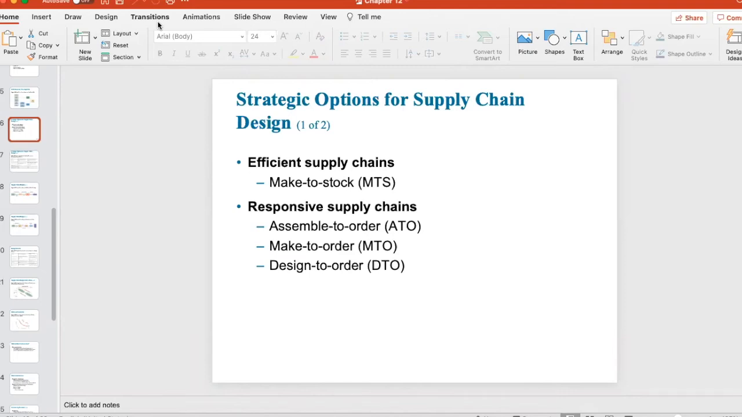Essentially, when the demand is more predictable, you want to make your supply chain as efficient as possible. However, when the demand for those products or services is not that predictable, you try to be as flexible as possible. That's why you would prefer a responsive supply chain.